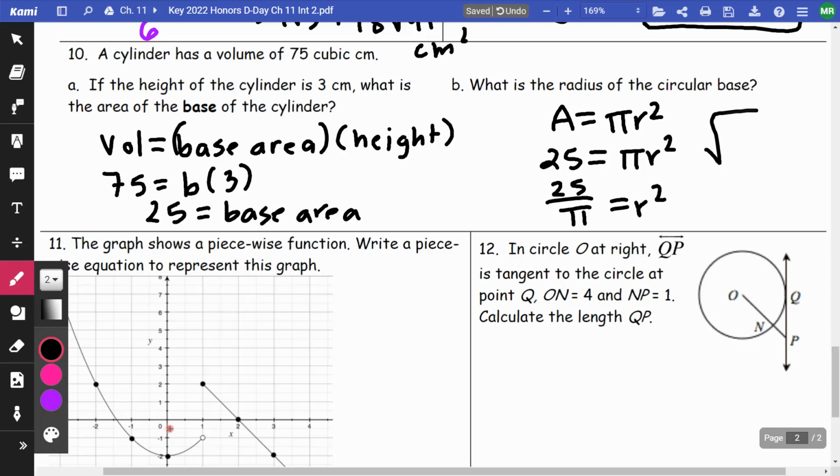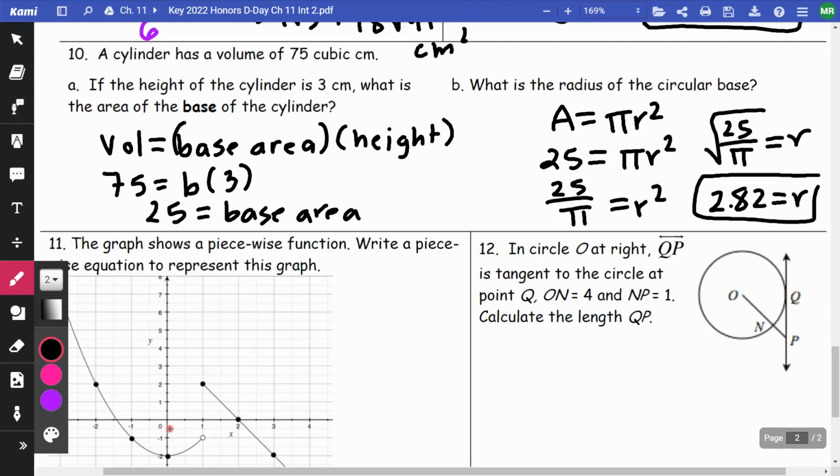So I'm basically going to be taking the square root of 25 over pi to get my answer. So 25 divided by pi is about 7.96. I'm going to square root that, and I get that my radius is 2.82 centimeters. That is my radius.